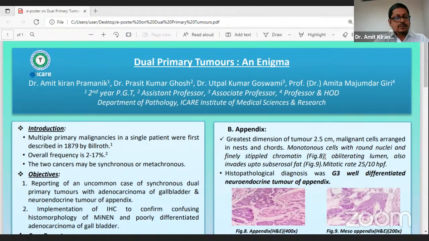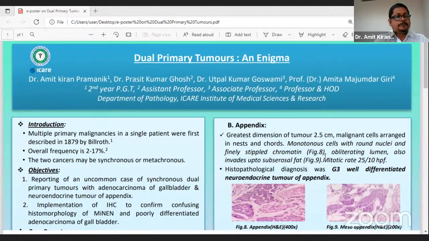The two cancers may be synchronous when detected simultaneously or within 2 months as per the Surveillance Epidemiology and End Result Program SEER definition, or metachronous when they appear more than 2 months apart. Although incidence of gallbladder carcinoma is about 0.5% of all malignancies, and appendiceal neuroendocrine tumor is the fifth most common gastrointestinal neuroendocrine tumor, their synchronous presence in a single patient is rarely reported, which prompted us to report this case.